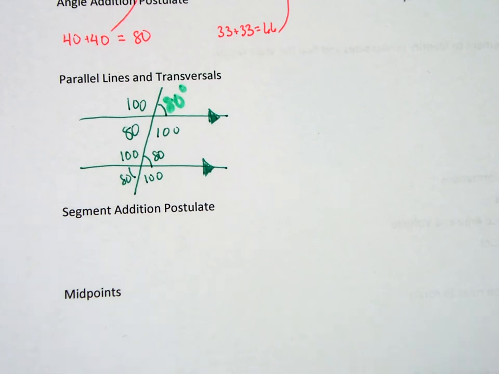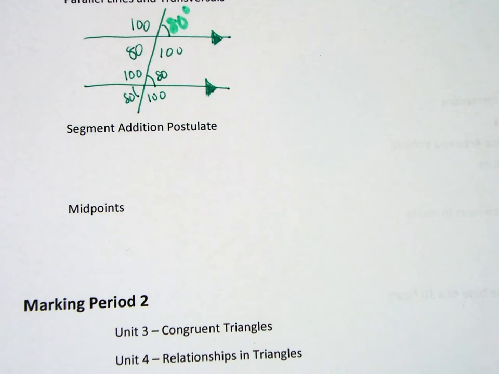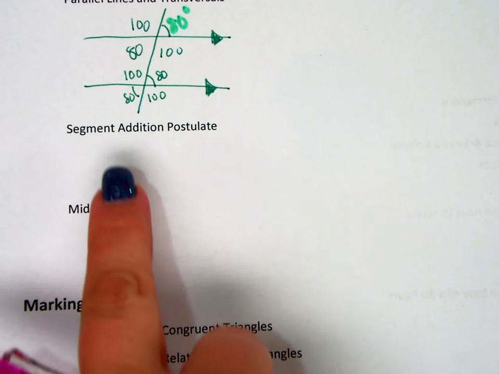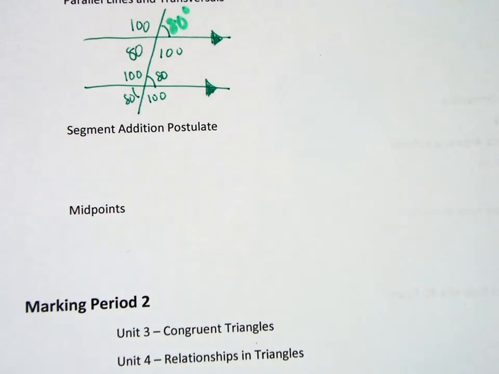Okay? All right, the next one we're going to look at is segment addition postulate. My angle addition postulate says if I have angles that are together, I can add them together to find out how big the whole angle is. Segment addition postulate says if I have segments together, I can do what with them to find the whole thing? Add them together. It's addition, right? Segment addition postulate.